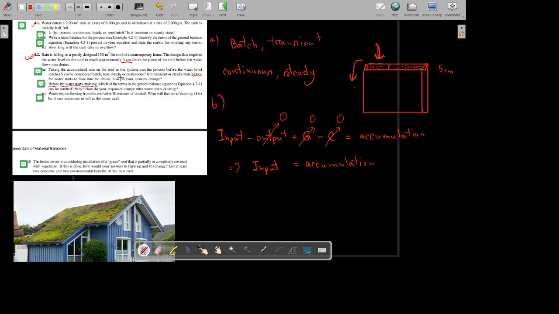Now the next part: how do your responses change after water starts draining? After water starts draining, there will be an extra term added, which will be the output, because this time output is there. After the water starts draining, there will be some output of water. So output will be added. So input minus output equal to accumulation.